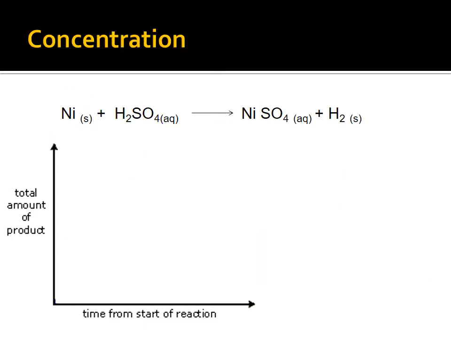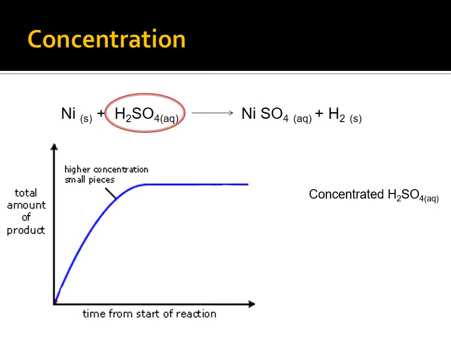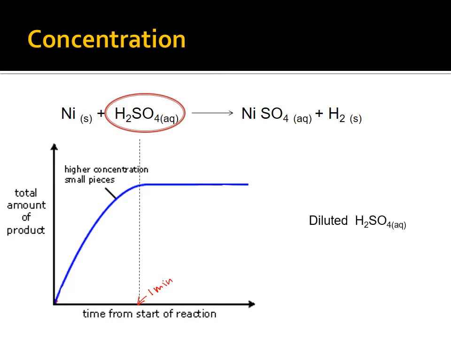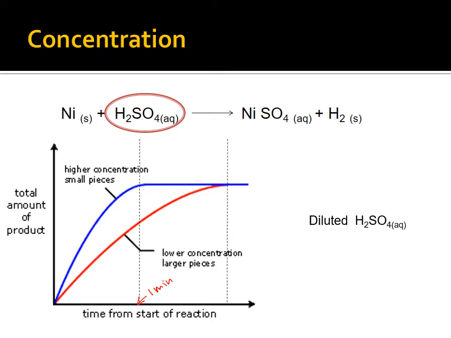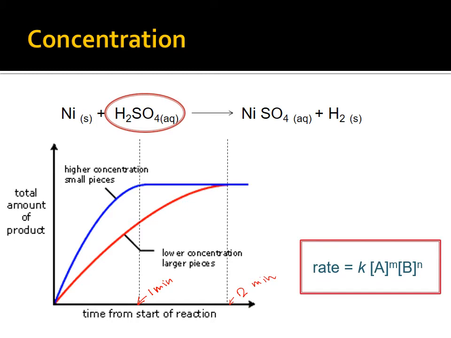The next factor affecting the rate of the reaction is concentration. Let's take the effect of sulfuric acid concentration on the rate of the reaction. If you use concentrated sulfuric acid, you obtain a graph like this, and the time taken is 1 minute. If you use diluted sulfuric acid, the graph will change to this kind of graph, and it will take more time to react all the nickel metal in the sulfuric acid. This is the rate law, which describes the concentration effect on the rate. Let's discuss this rate law later.